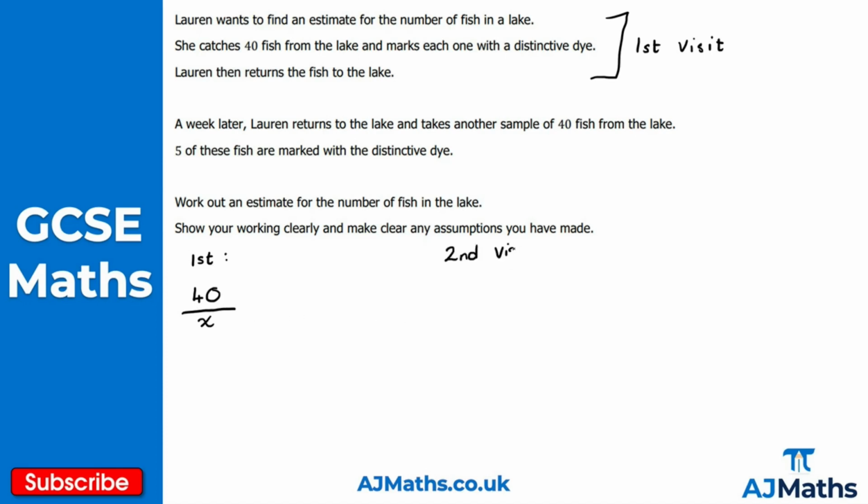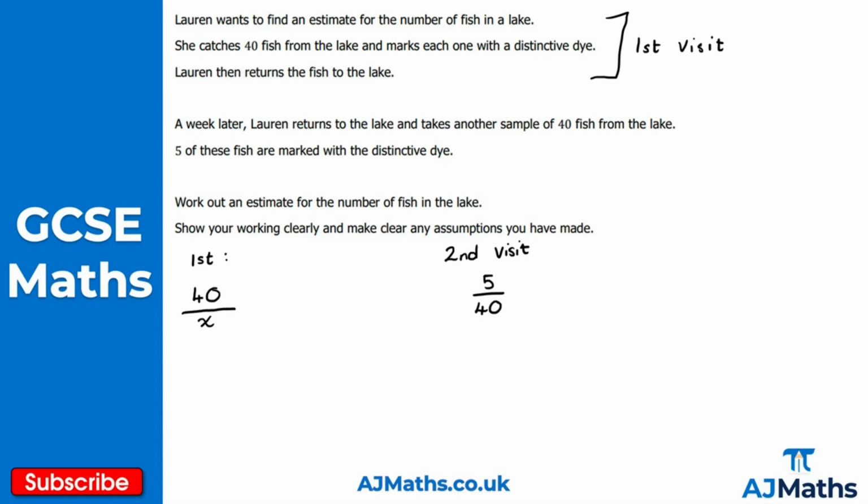So let's just go back to the context of the question. A week later, Lauren returns to the lake and she takes another sample of 40 fish from the lake. And she finds that 5 of these fish are marked with the dye. So on the second visit, she finds that 5 out of 40 have the dye. From there, we want to work out an estimate for the total number of fish in the lake, and we need to make clear any assumptions that we've made. We'll come back to the assumptions at the end.